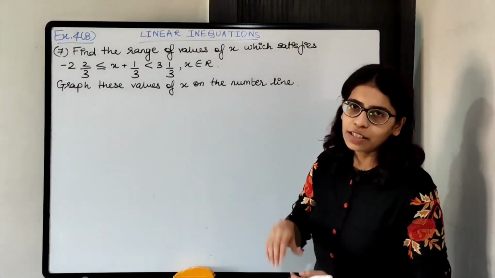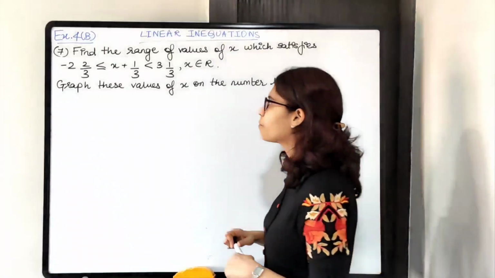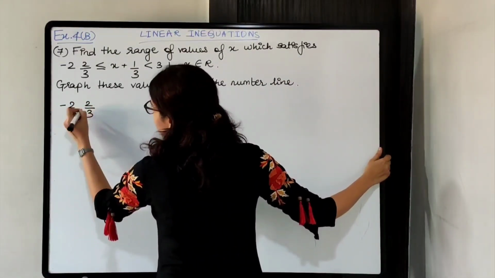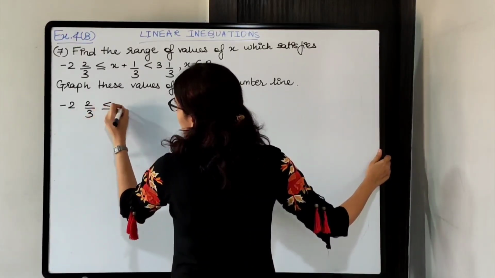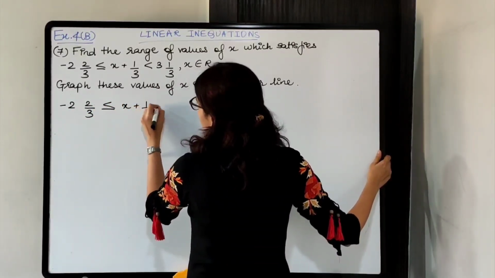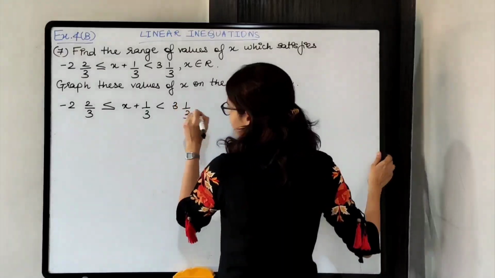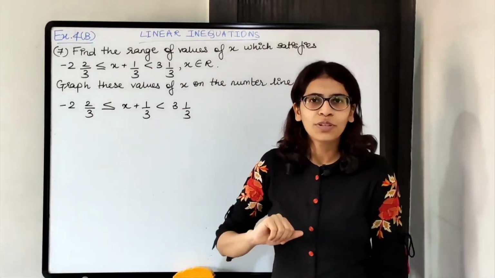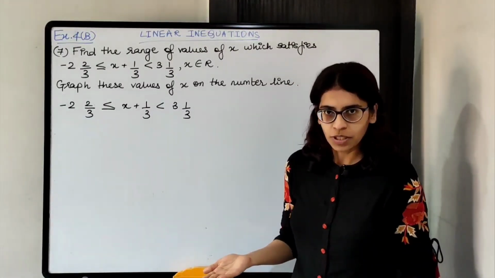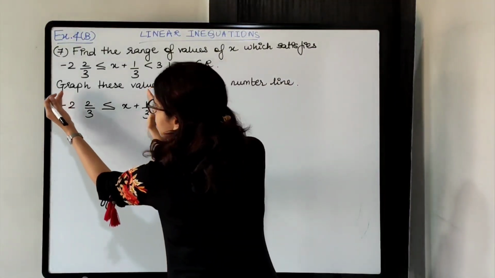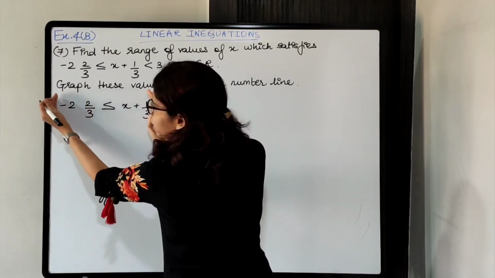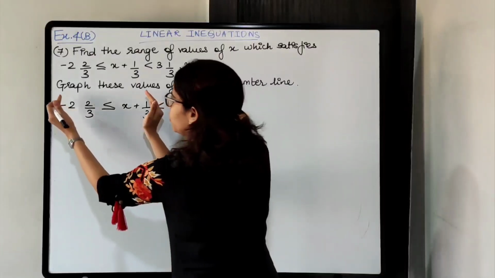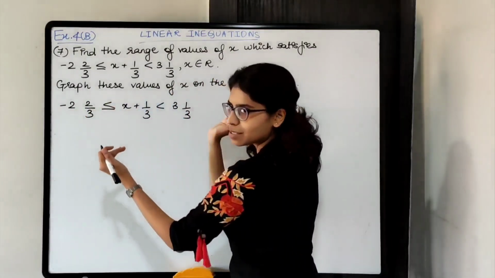So let us write down the inequation first. Solve करते हैं. So minus 2 2 by 3, mixed fraction है, is less than or equal to x plus 1 by 3, which is less than 3 1 by 3. Two inequality signs है. So what are you going to do? Break it into two parts. Okay. First ये दो consider करेंगे with one inequality sign and then these two, with this inequality sign. So we'll break it into two parts, this and this.